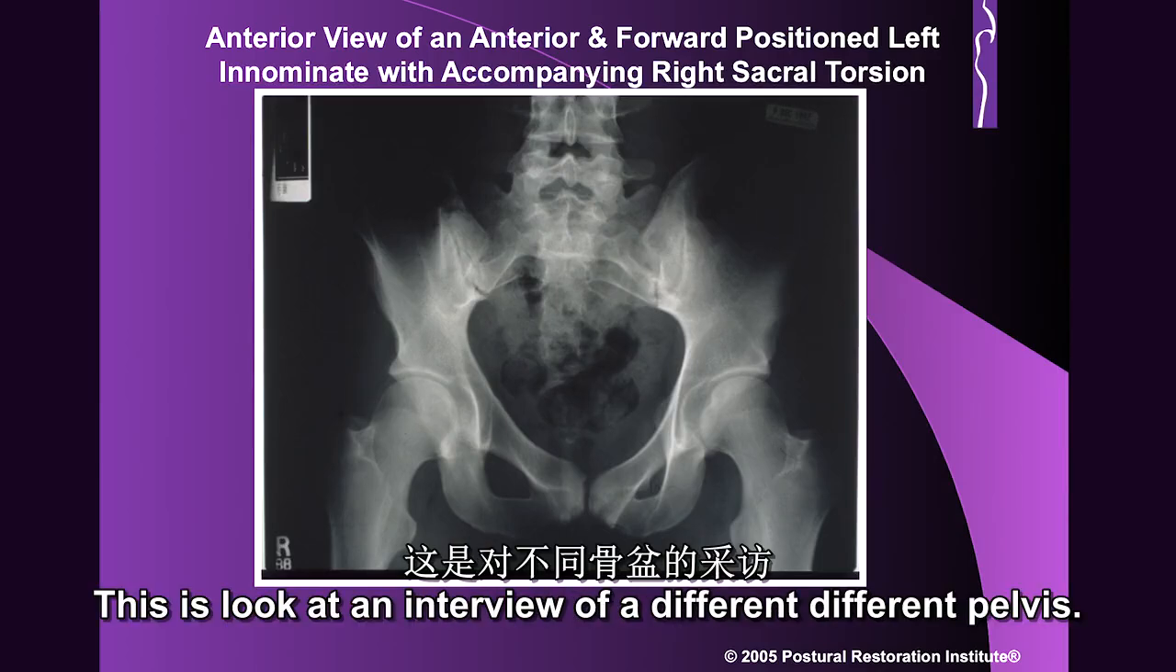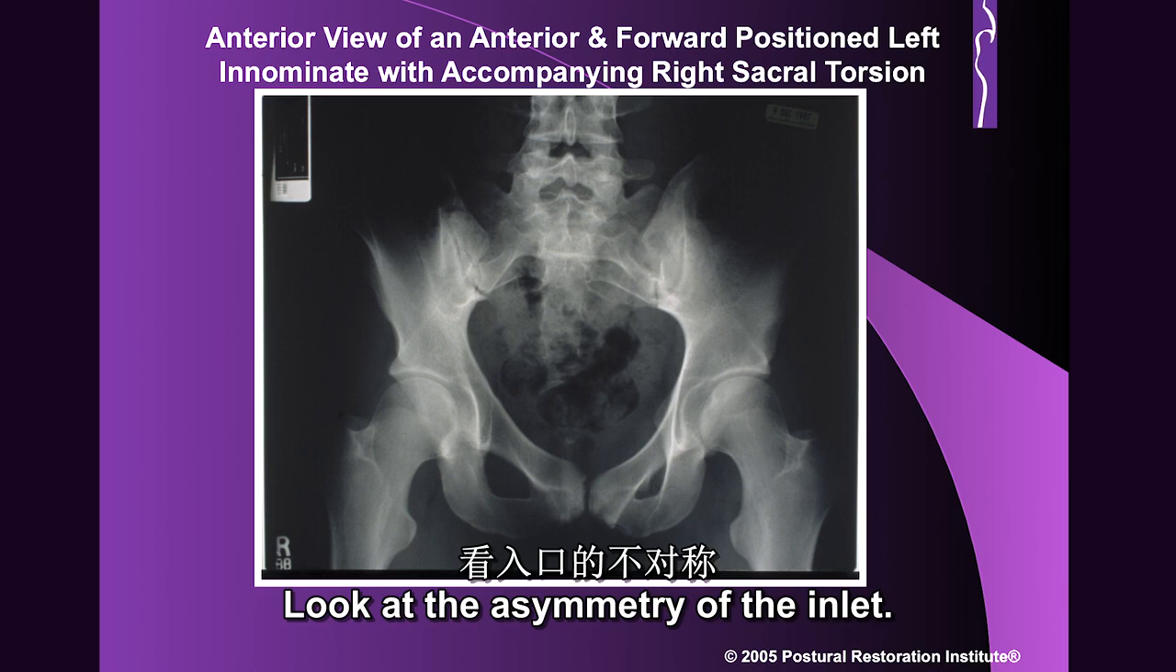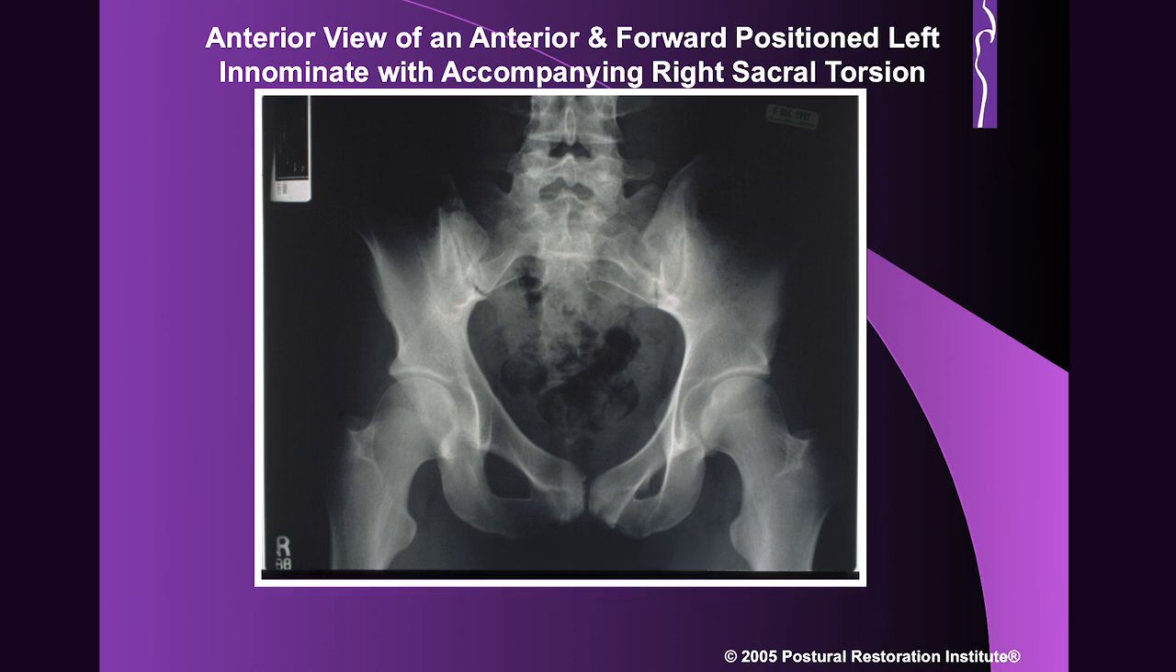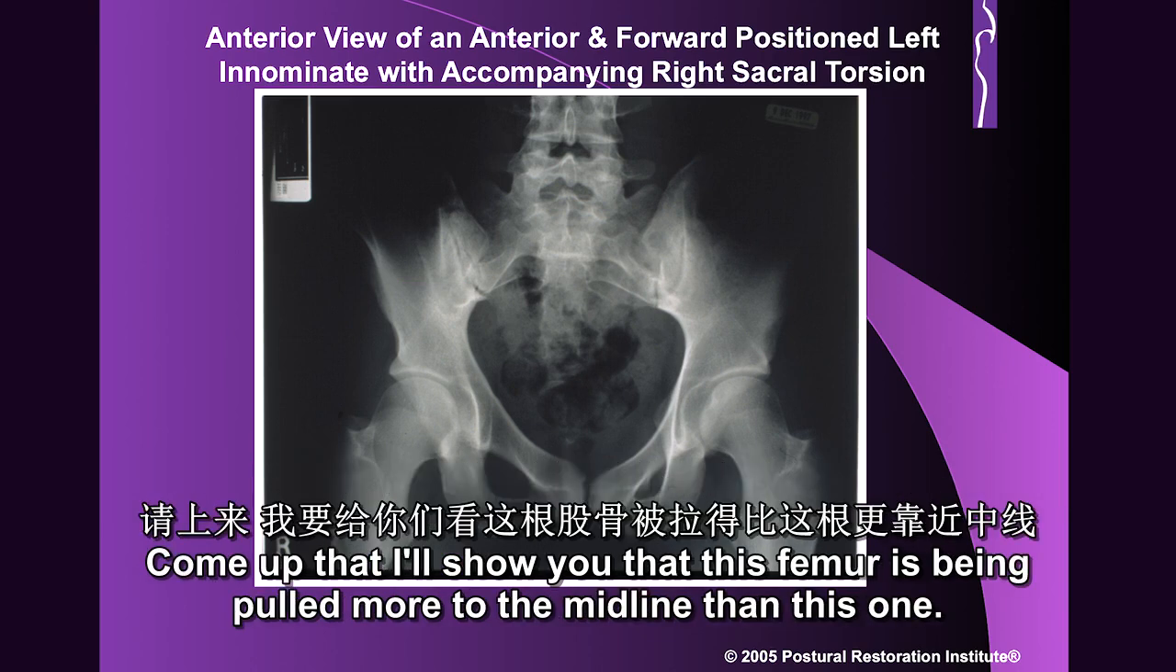This is a better picture. This is looking at an anterior view of a different pelvis. I love this one. See that obturator, how closed off it is? Look at the asymmetry of the inlet. This can be a wider innominate, narrower innominate. You can sometimes look at the greater trochanter. This is facing you a little bit more than this one is. There's some other pictures coming up that'll show you that.